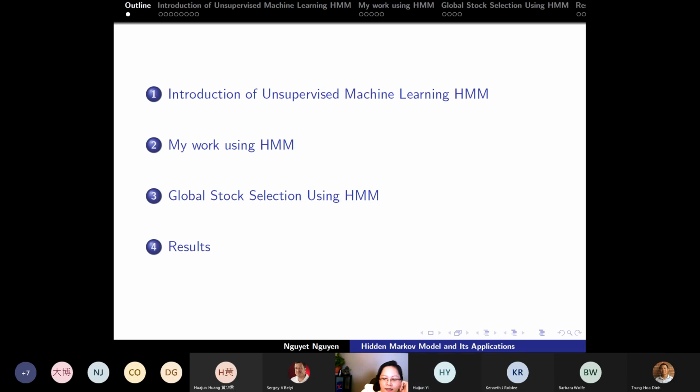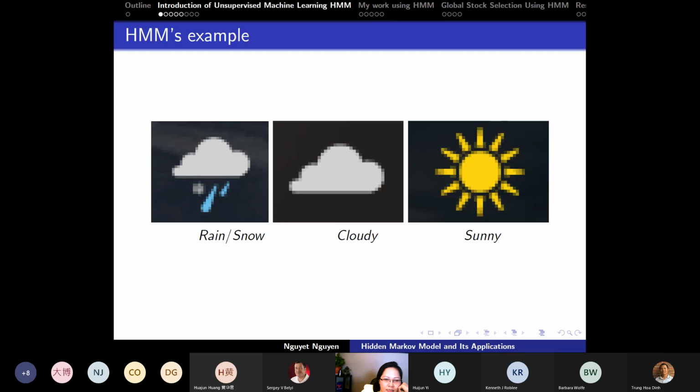So this is the outline of my talk today. I will introduce this model and some applications in some fields, and introduce my work. I will present one of my works using the hidden Markov model in global stock selection, and present some results. You can stop me anytime if you have any questions.